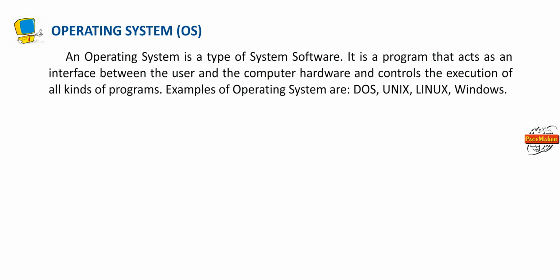Operating system, OS. An operating system is a type of system software. It is a program that acts as an interface between the user and the computer hardware and controls the execution of all kinds of programs. Examples of operating systems are DOS, Unix, Linux, and Windows.